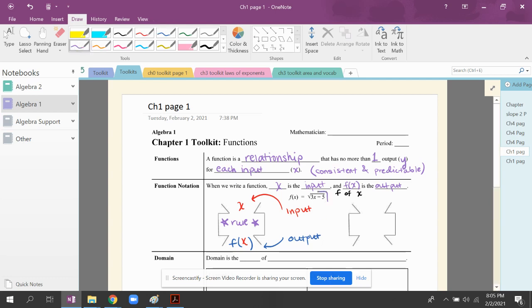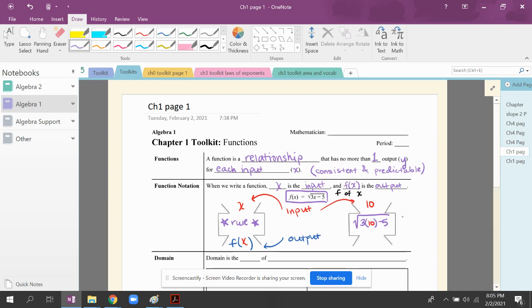We're going to use this rule here. This rule says that we're going to multiply x by 3. We're going to subtract 5, and then we're going to take the square root. And so we're going to take a look at what happens when our input, the number we put in here, is 10. So to evaluate f of 10, we want to take the square root of 3 times 10 and then subtract 5, because that's what our rule says we want to do.